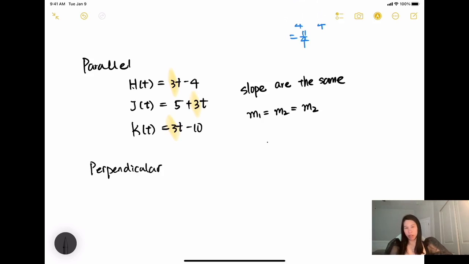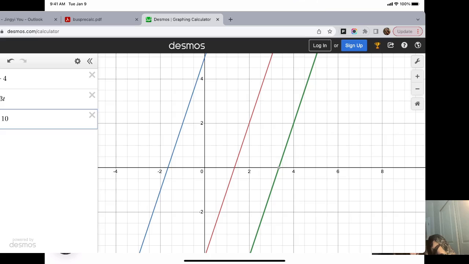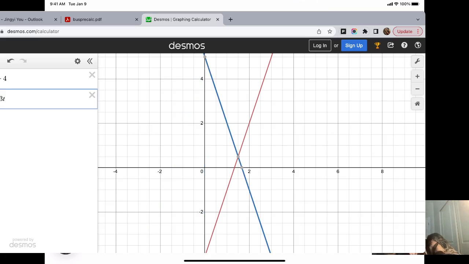So what is a perpendicular line? That means the graphs of these two linear equations are perpendicular to each other. That means they form a 90 degree angle. Okay, let's take a look. Let's use the same one, and I just need to change the slope into negative 1/3.